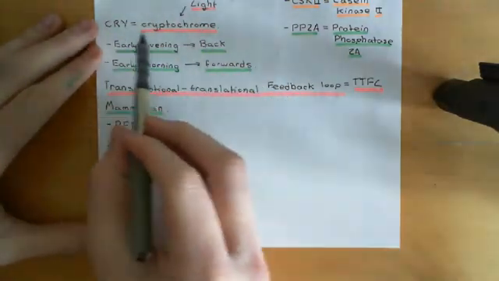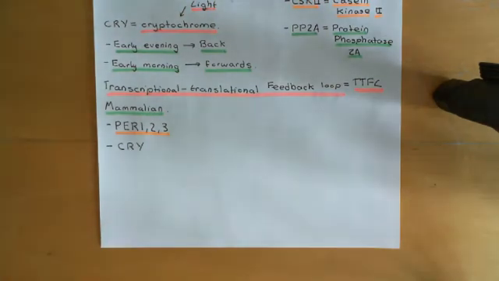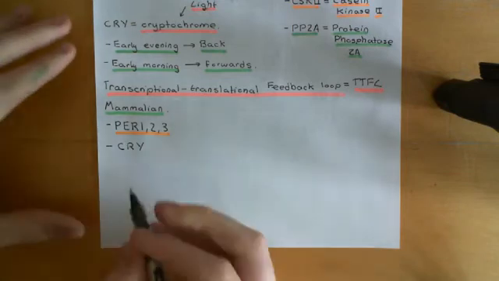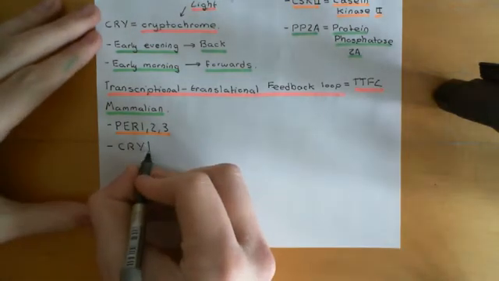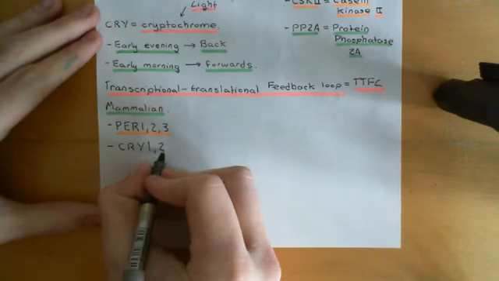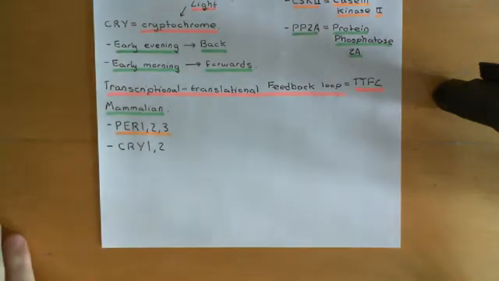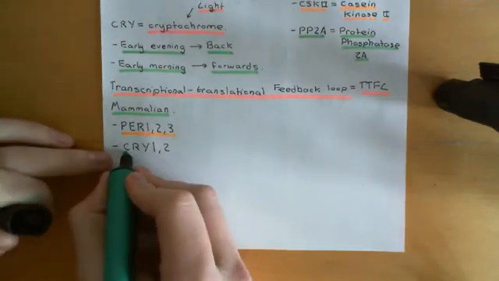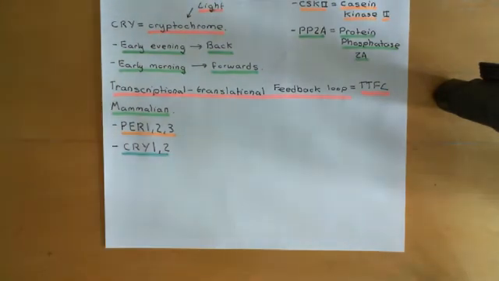They don't do this thing about synchronizing each cell's transcriptional translational feedback loop circadian clock with the light-dark cycles. Okay, and in mammals you have two different types of cryptochrome protein, cryptochrome 1 and cryptochrome 2. Okay, so I want to stress again, these are analogous to the timeless proteins. Okay, they're going to form heterodimers with the period proteins, period 1, period 2, and period 3.